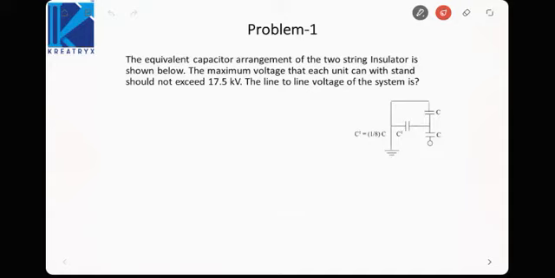Hi guys, in the last few lectures we covered the concept of underground cable and the overhead line insulators, and in this lecture we will see a few problems based on these two topics. So let us get started with our first problem.